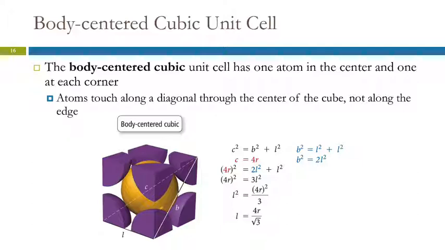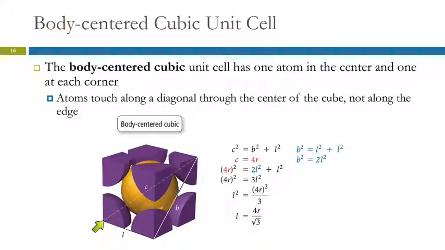The next unit cell is the body-centered cubic unit cell. So here we have this gold sphere in the middle here, representing an atom. That is the same kind of atom as the purple ones. We're using a different color just so we can see it more easily. Because if it was all purple, it'd be hard to see what was going on. So in this cell, we have a sphere, an atom in the center, and we have those atoms at each corner.